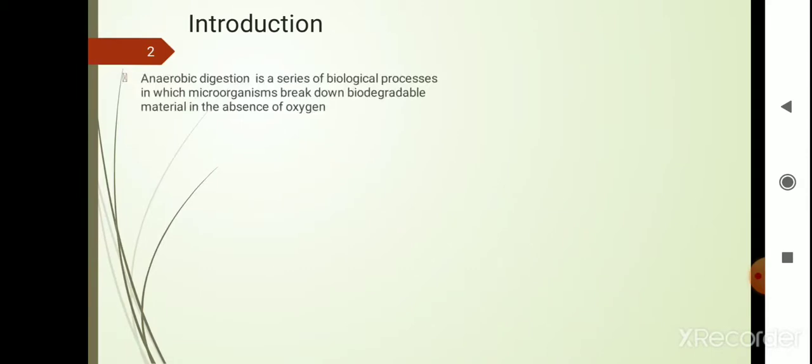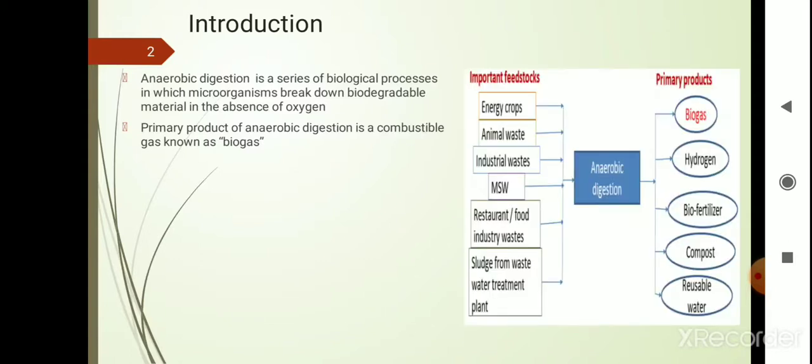Anaerobic digestion, we know, is a biological process in which microorganisms break down biodegradable material in the absence of oxygen. This process must be carried out in the absence of oxygen, that's why it is known as anaerobic. The primary product, the main product of this, is a combustible gas known as biogas. So this is what anaerobic digestion is.